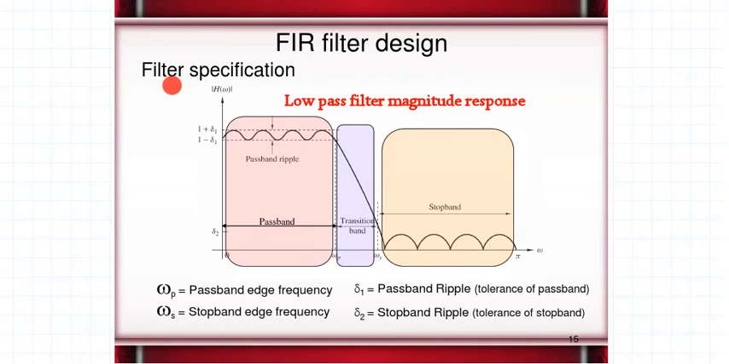So why we are focusing on filter specification is because whenever we start to design a filter, we are given certain specifications using which we design the filter. Unless we understand those specifications, we cannot design the filter. So basically the specifications involve these characteristics: the passband edge frequency, the stop band edge frequency, the passband ripple, and the stop band ripple. These are commonly given terminologies when we discuss the filter specification.